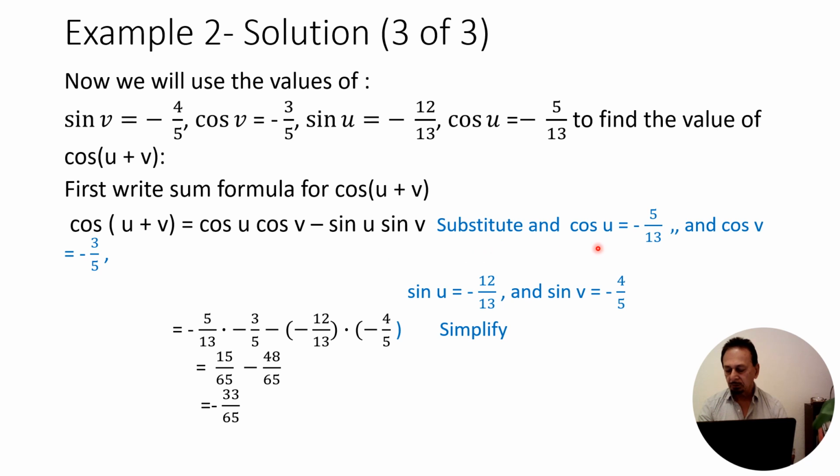Now we substitute cosine u equal to minus 5/13 and cosine v is minus 3/5. So this becomes minus 5/13 times minus 3/5, minus sine u, which is minus 12 over 13, times sine v, which is negative 4 over 5. So now we multiply these two. It will be positive 15 over 65, minus 48 over 65. Now we can subtract, so it gives you negative 33 over 65.